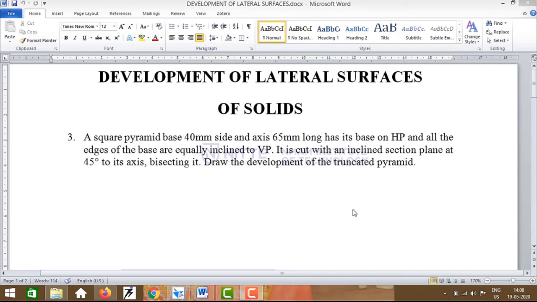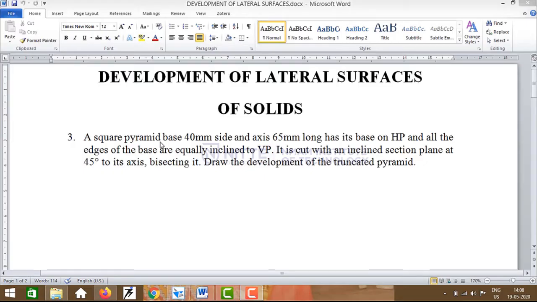We'll continue from the development of lateral surfaces of solids from part 1. In the previous class, we have seen development of prisms and development of cylinder. Next, we will look into the development of the pyramid problems in the software. So we'll look into problem number 3.